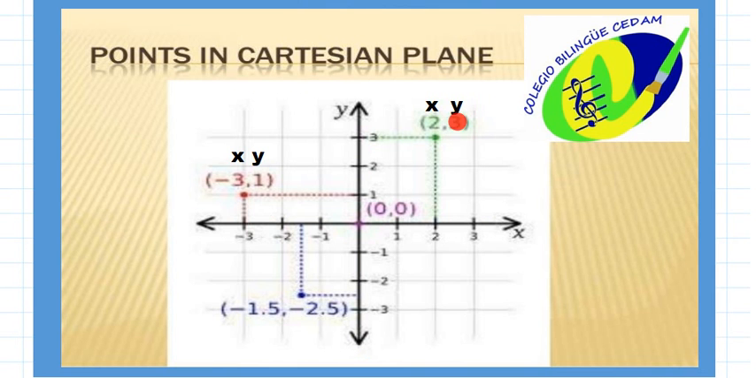When we have coordinates, the first number is located in the x-axis. For instance, 2 is located in x, and the second number is located in the y-axis, 3. So 3 is located in the y-axis, both positive, so we find them in this quadrant. In this example, minus 3 is located in the x-axis but negative, and 1 is located in the y-axis but positive.